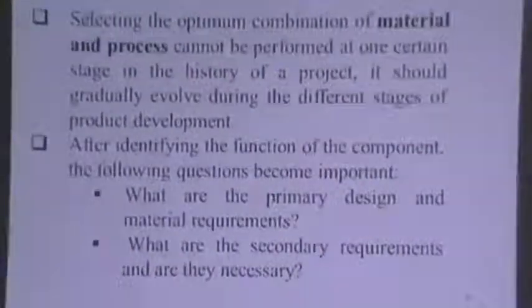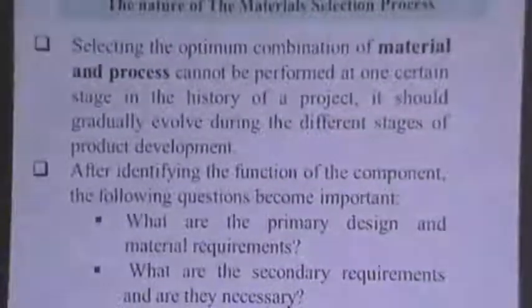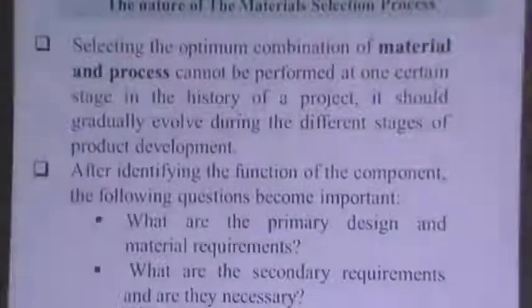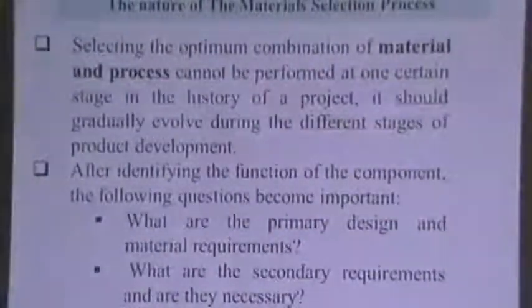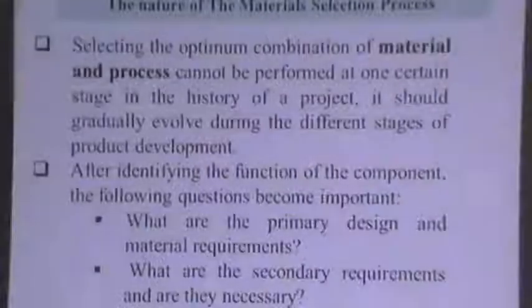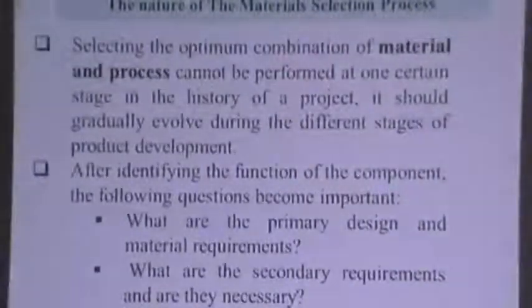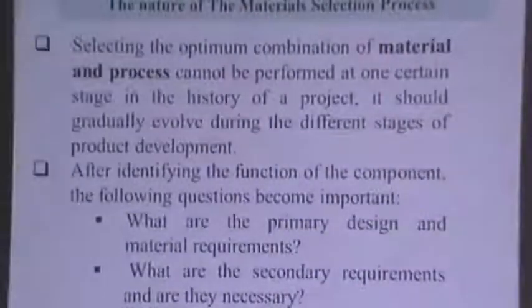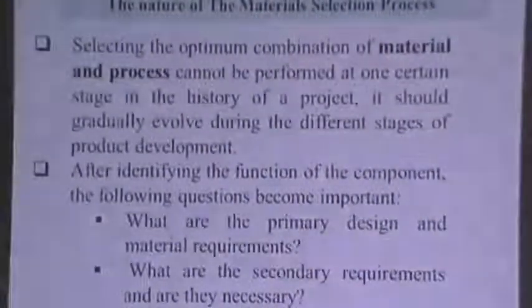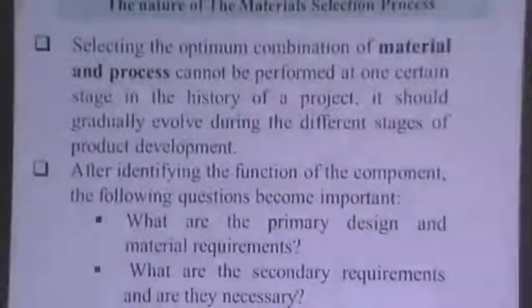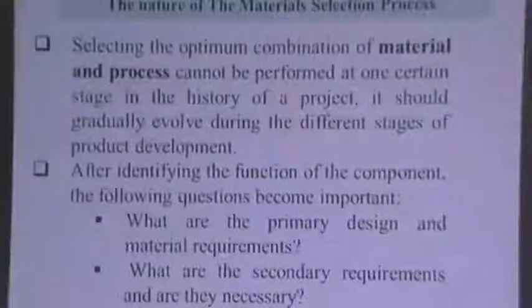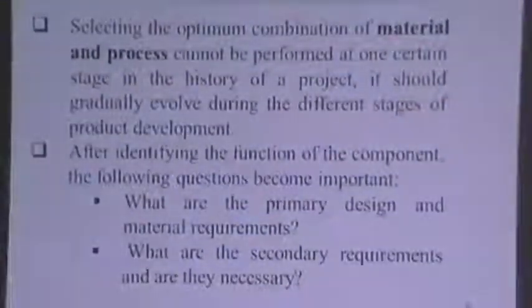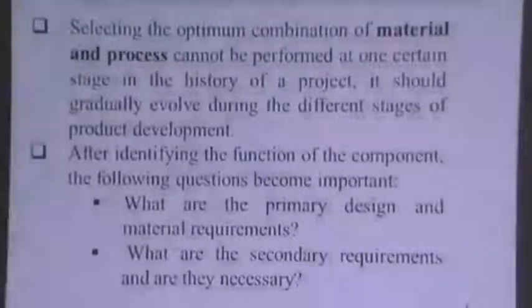After identifying the function of the component, we need to answer these questions. What are the primary design and material requirements? So we need to know what the design criteria are, what the design objectives are, and based upon these objectives, we need to identify which material we need to select. Also, what are the secondary requirements and are they necessary?